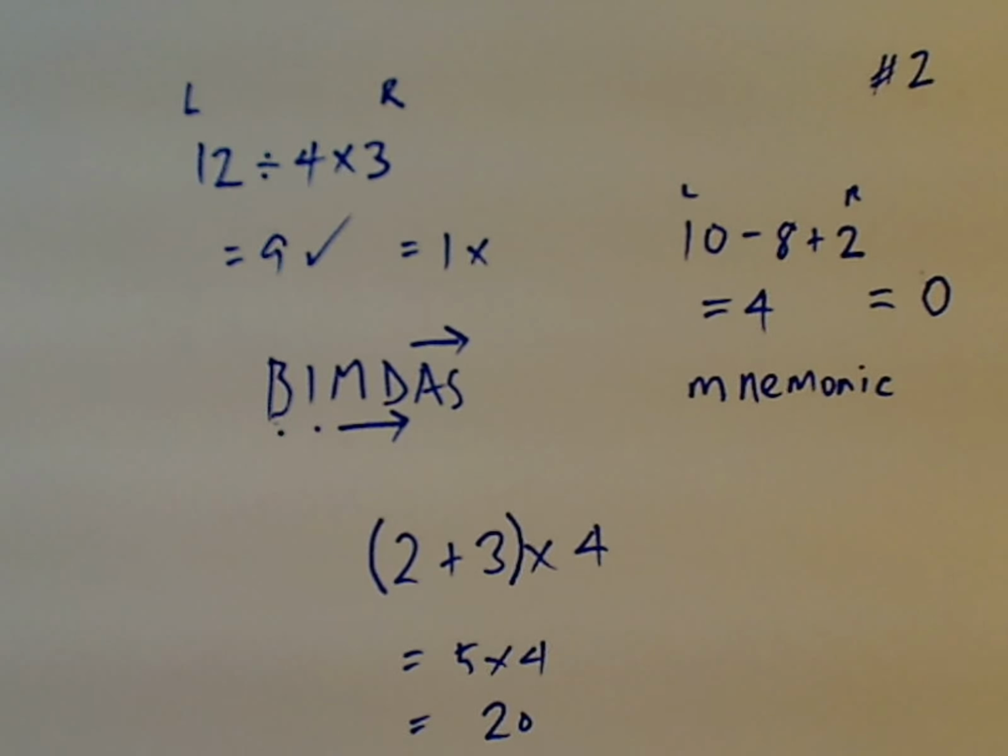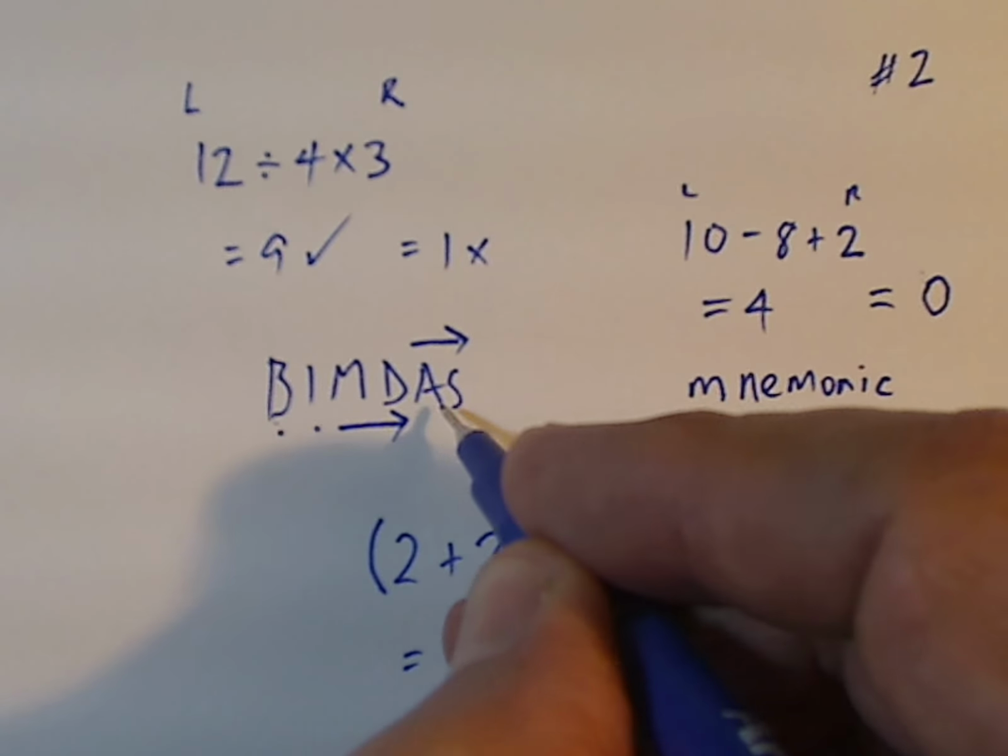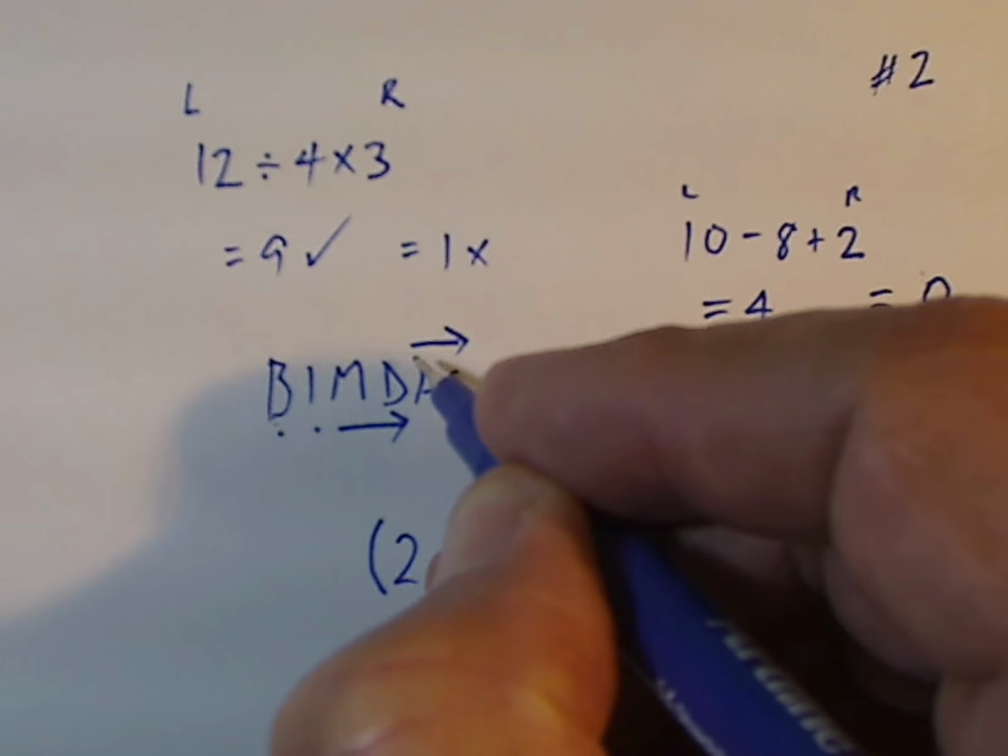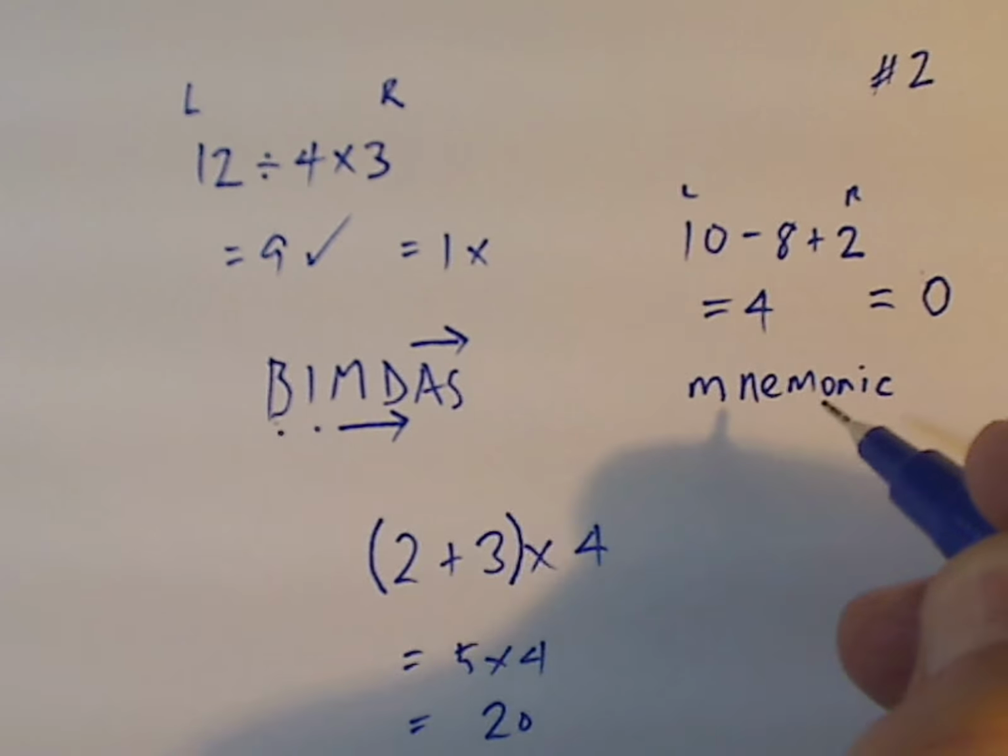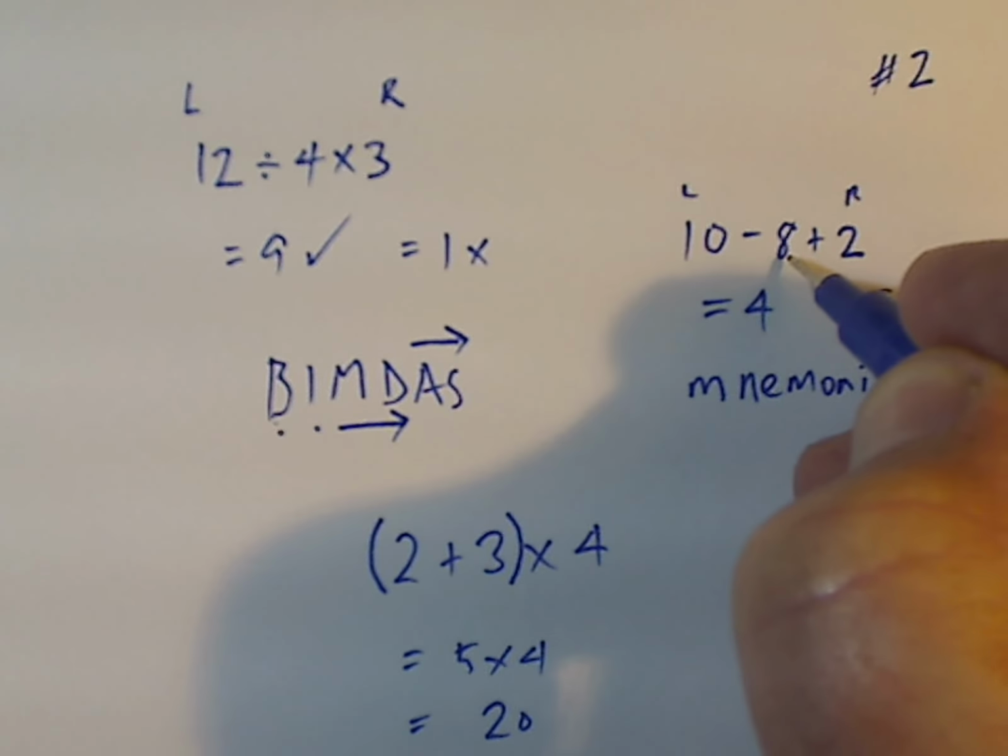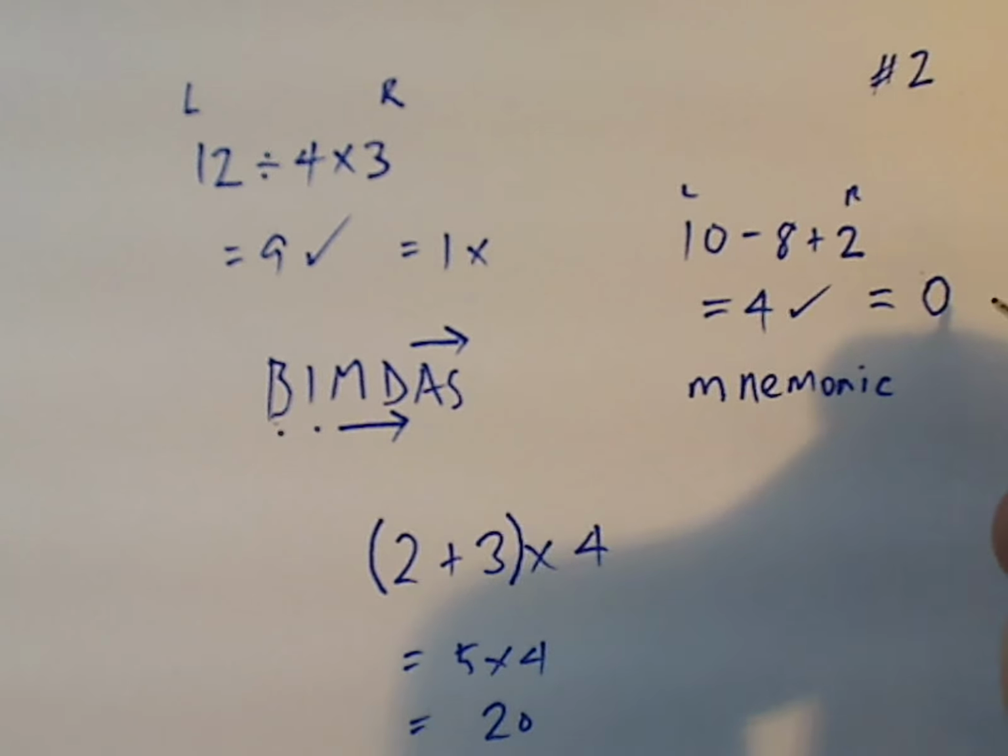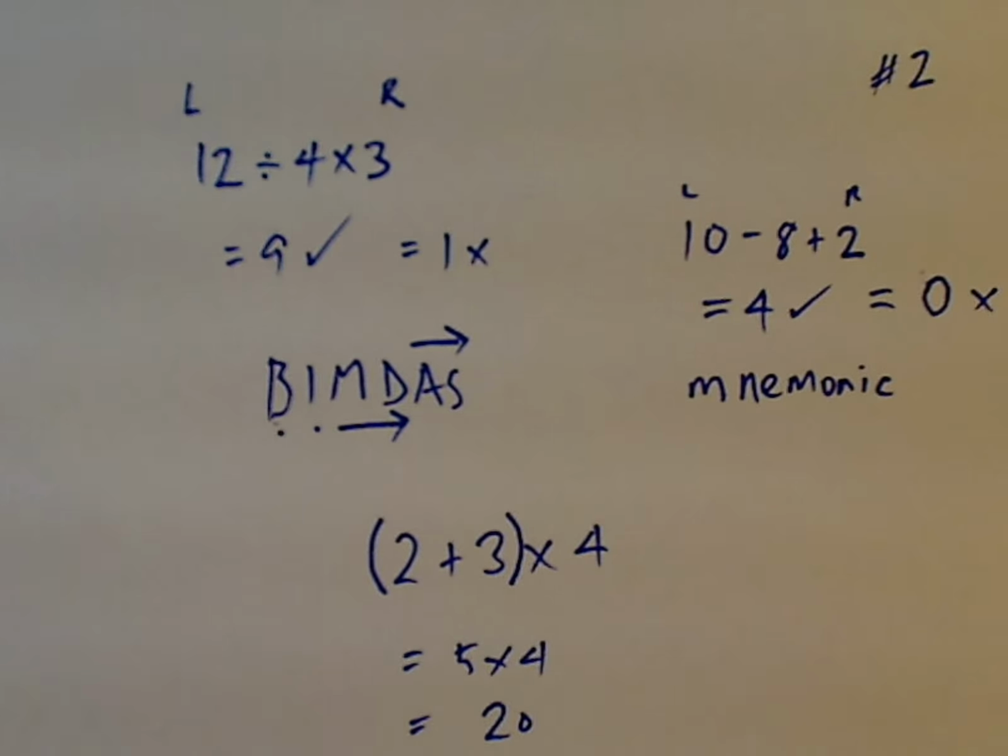Which one's correct? Well, by convention, remember, by the way that everyone has agreed that we're going to evaluate mathematical expressions, we're going to do addition and subtraction not in the order addition, subtraction, but from left to right. So 10 take away 8 is 2, plus 2 is 4, is the correct answer, and 0 is the incorrect answer.